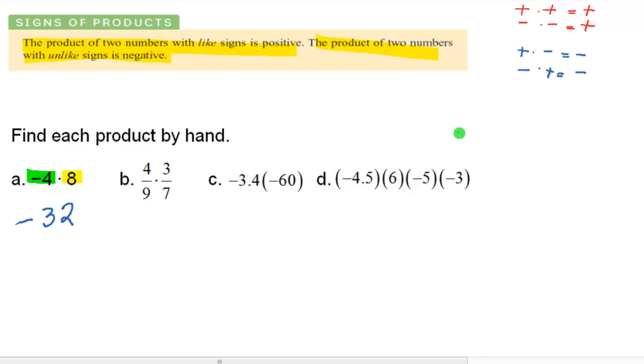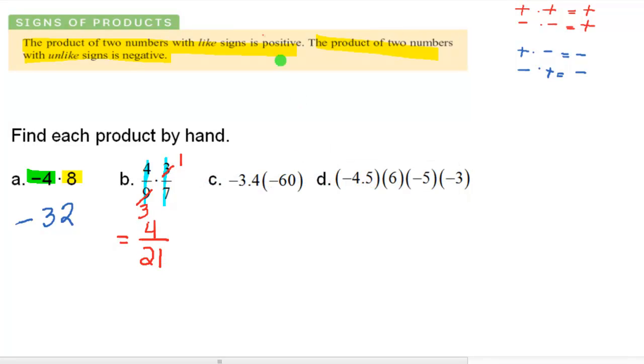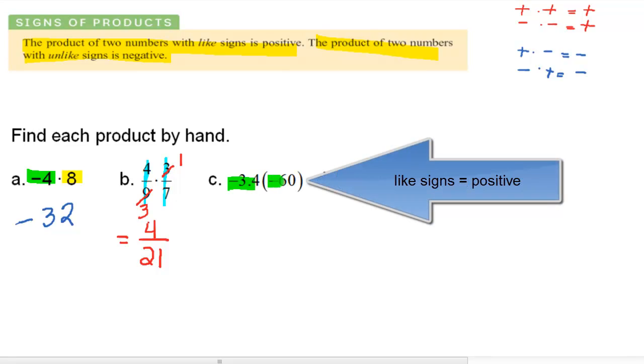Now let's look at the fraction. This time we have two positive fractions being multiplied together, so our answer will be positive. Now, if you remember, with fractions, if we can reduce, we try to do that ahead of time, and then we're going to multiply across. So the 9 and the 3, we can divide 3 out of both of those. And now 4 times 1 is 4, and 3 times 7 is 21.